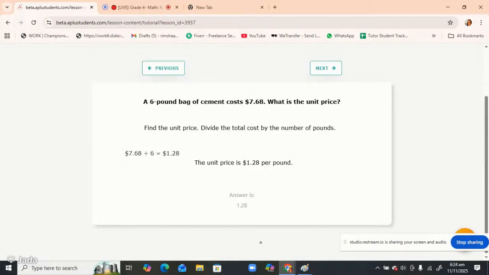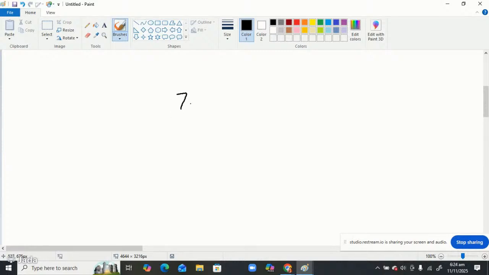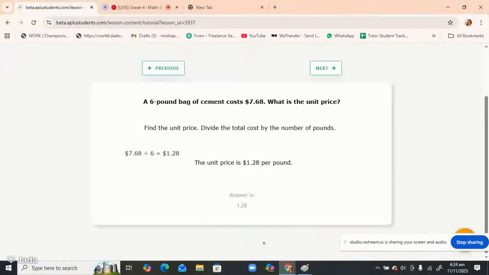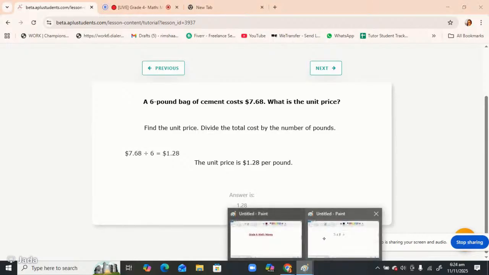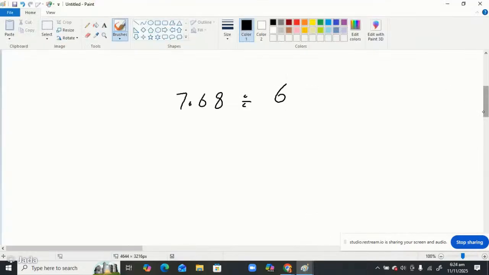A 6-pound bag of the cement costs 7.68. What is the unit price? Okay, let's write 7.68 divided by 6. Let's solve this one.